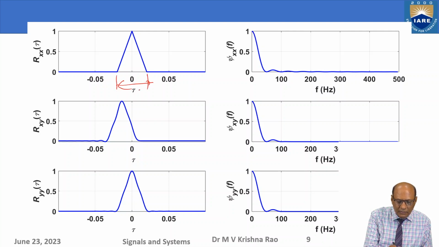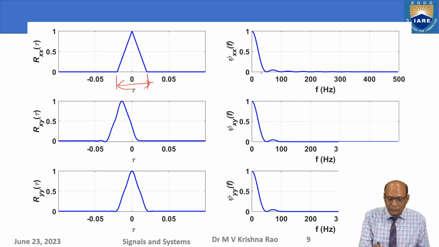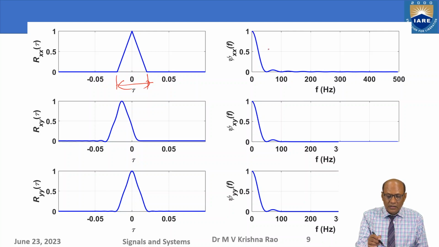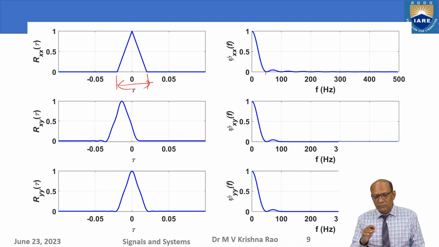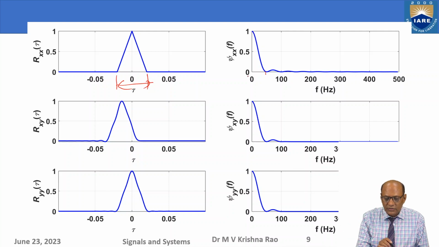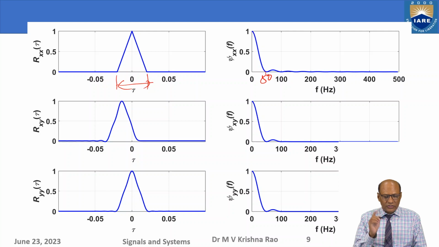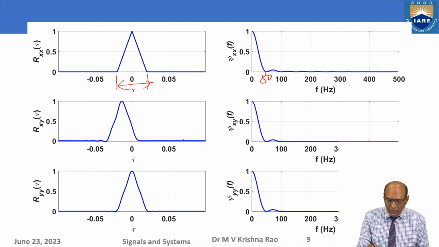This width has come down. Because this width has come down, the first null of this input power spectral density is occurring farther apart from 0. Here it is occurring at 50 Hz. Earlier it was at 25 Hz. And these are all normal.